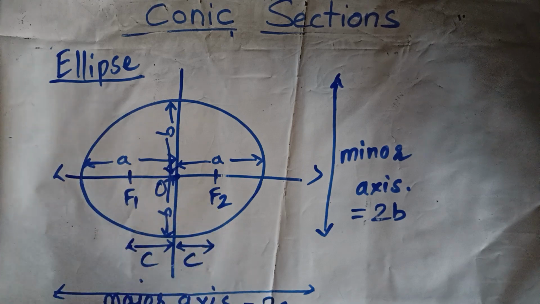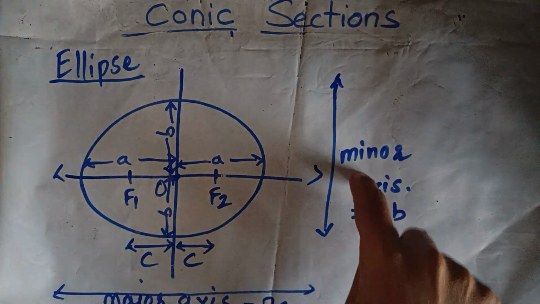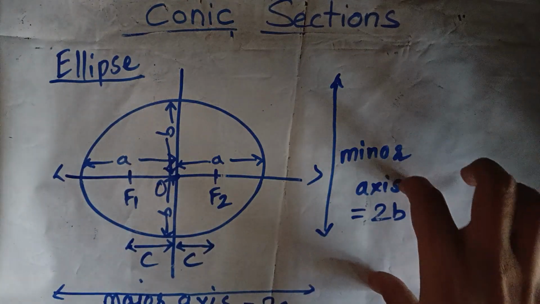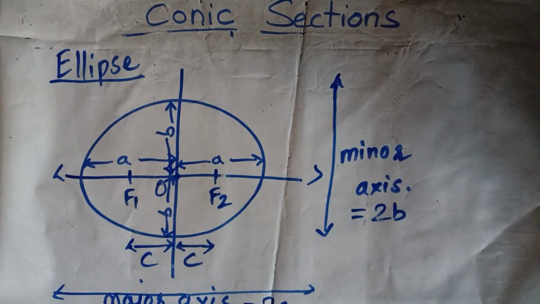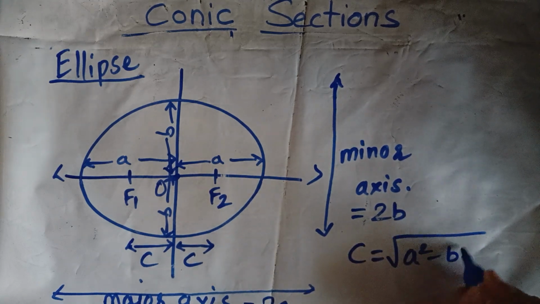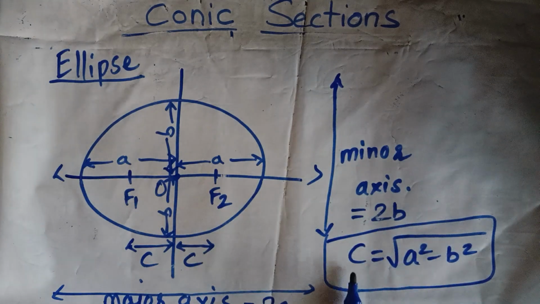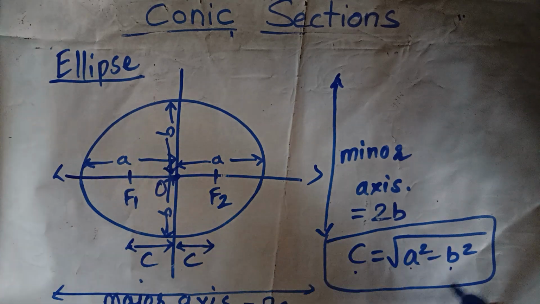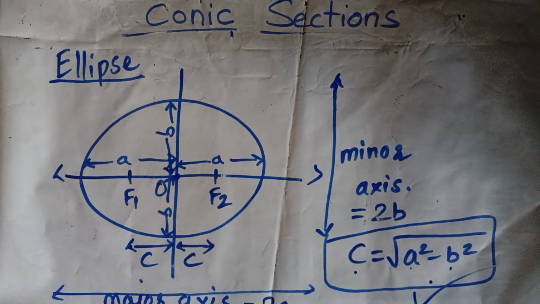The semi-major axis, that is half, is A. The semi-minor axis, that is half of the minor axis, is B. There is a relationship between the semi-major axis, semi-minor axis, and the distance of the focus from the center of the ellipse, given by C equal to root of A square minus B square. Sometimes they give the values of A and B, and you have to find C. That time you have to use this equation.